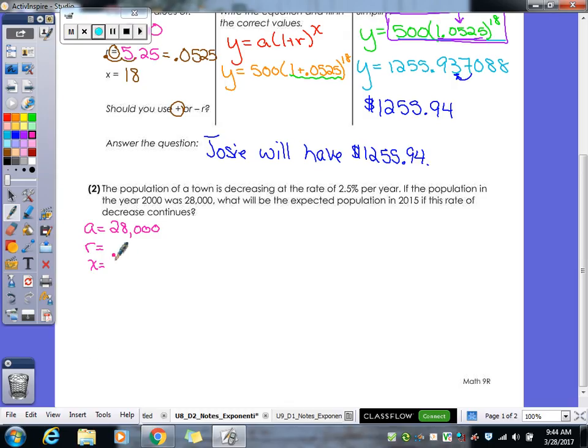Perfect. Our R would be 0.025. Again, we got to move that 2 places to the left. And then our X? It would be 15, so we're going from 2000 to 2015, so our X would be 15. Since this is decrease, are we going to use growth or decay? Decay. So A times 1 minus R to the X.